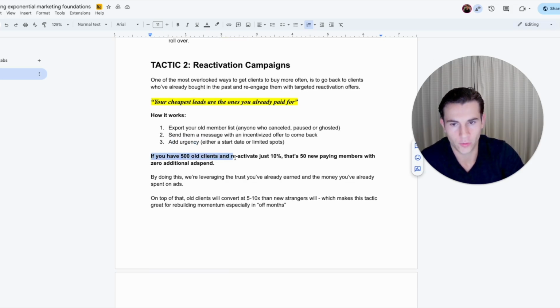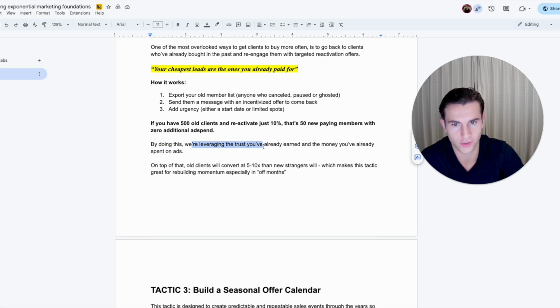So if you have 500 old clients and reactivate just 10%, that's 50 new paying members with 0 additional ad spend. You're just paying for the cost of sending those text messages, which maybe will be $10, okay? So by doing this, we're leveraging the trust you've already earned and the money you've already spent on ads.